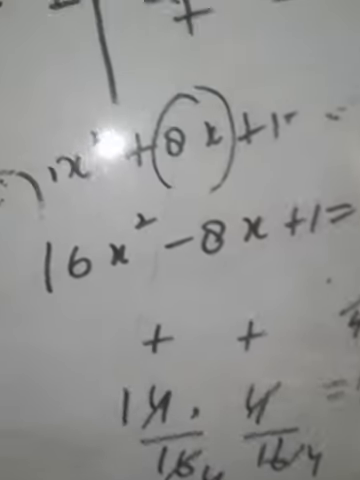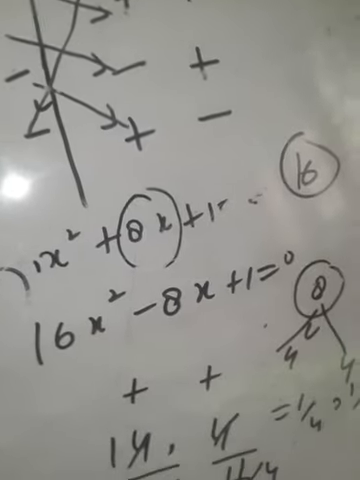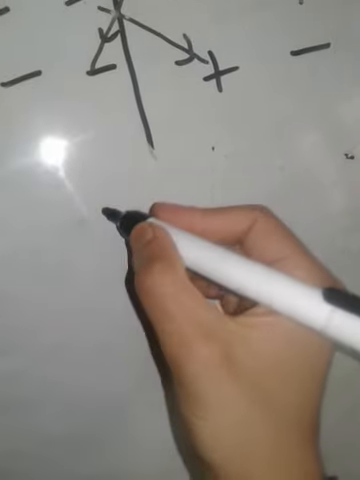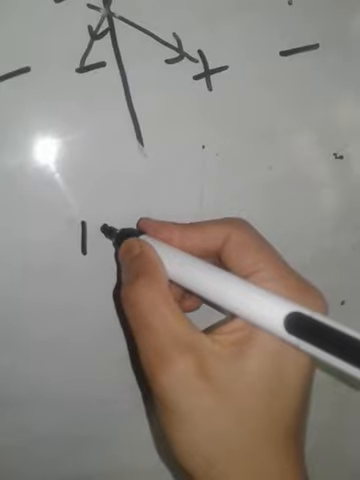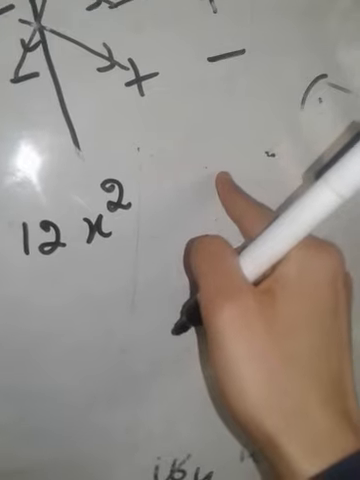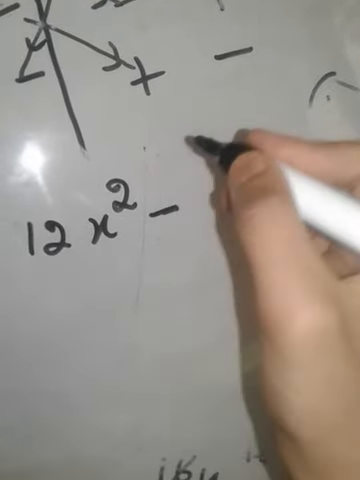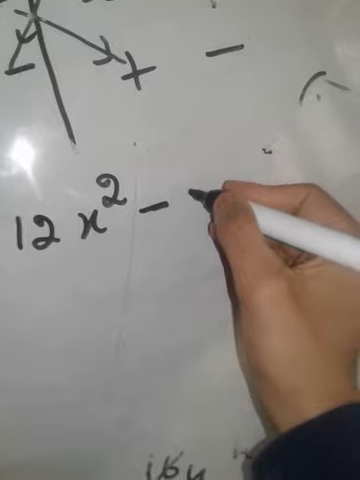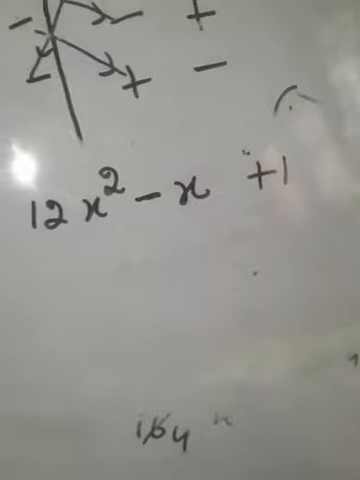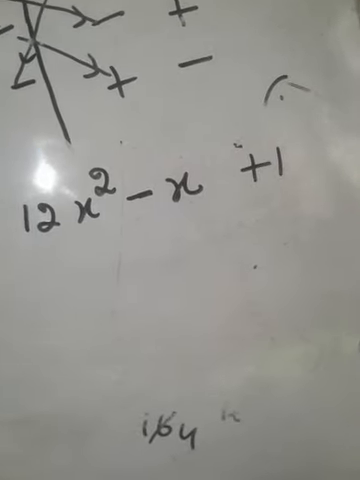Let us do another example. Before that, pause the video to note it down. For example, 12x square minus 3x minus x plus 1. 12x square minus x plus 1 equals 0.